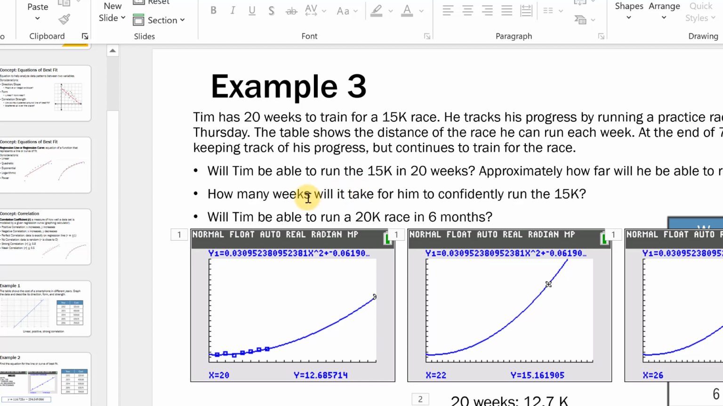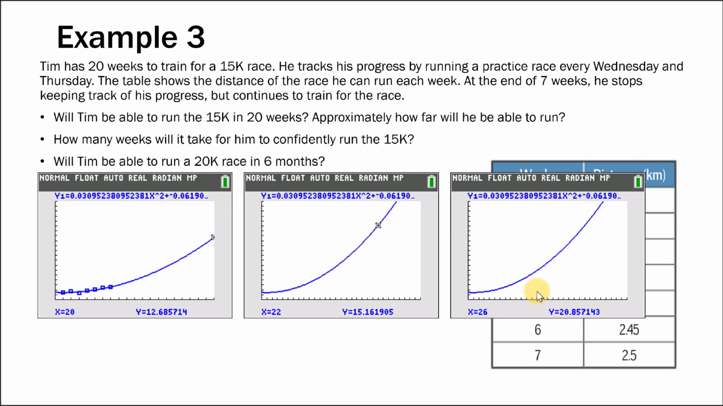Okay, and then will Tim be able to run a 20K race in 6 months? Let's go back to our... Okay, so in order to answer these, first we said when x equals 20, and again we are just looking on our regression curve, okay, because our data points end before 20 weeks, right? So now we just have this curve to estimate where Tim's going to be. Okay, so we can see that he's not going to be able to hit that 20-week mark for his 15K, but in just 2 more weeks, he will be able to run over 15K, so good for him.